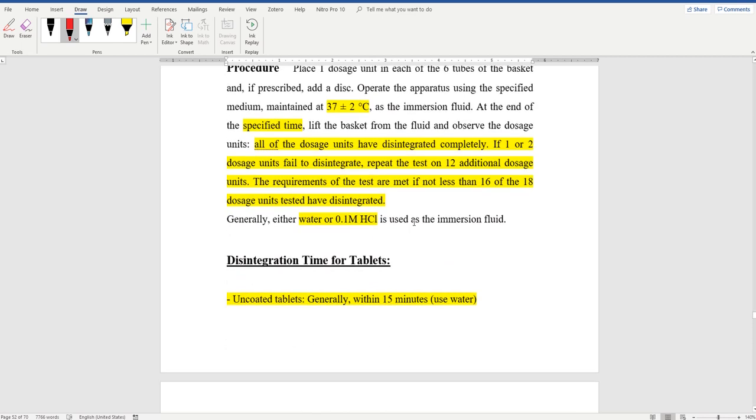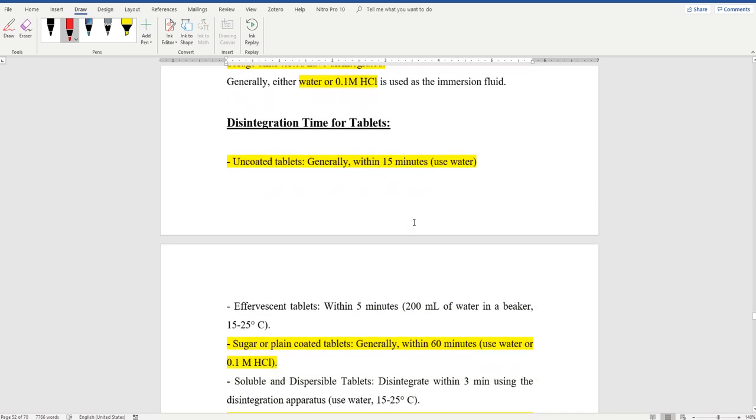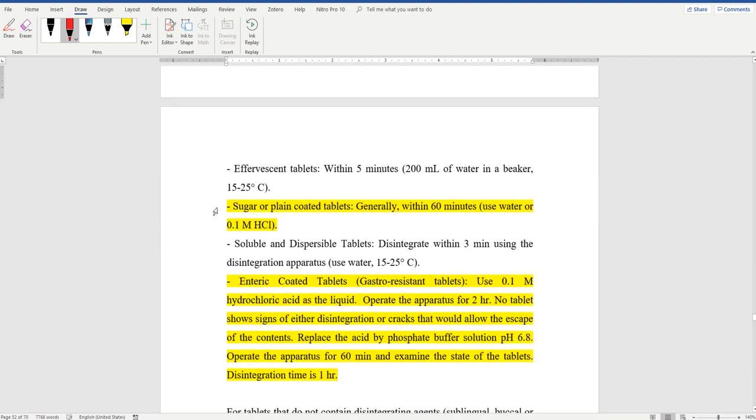Next test is the dissolution test. Before we talk about dissolution test, you need to memorize the following. For uncoated tablets, usually it has to disintegrate within 15 minutes, and usually we use water. The other thing you need to memorize, if it is sugar or plain coated tablets, meaning there is a coating but it doesn't have function, in this case, it generally has to disintegrate within 60 minutes. You can use water or 0.1 M HCl.